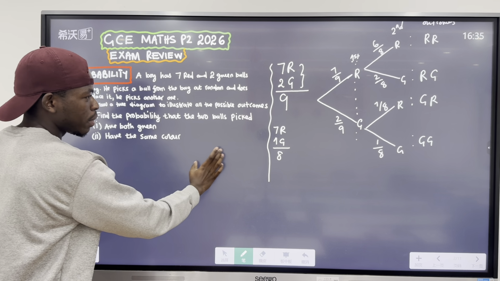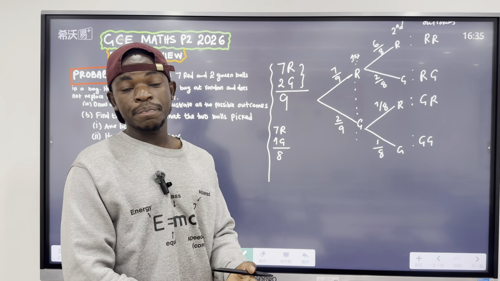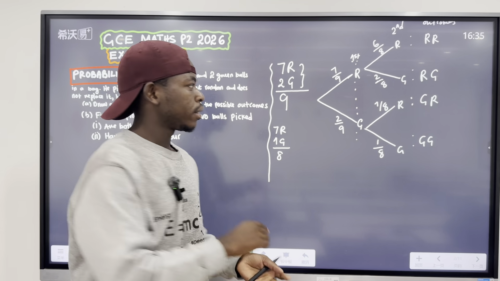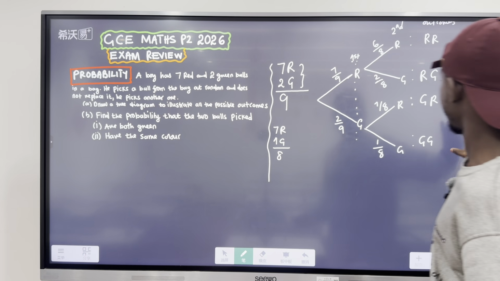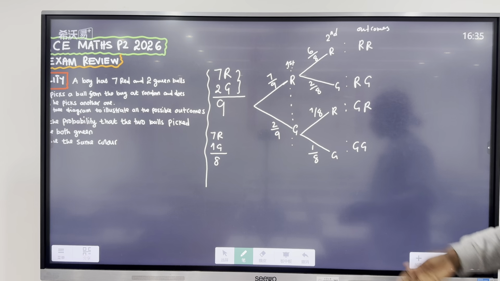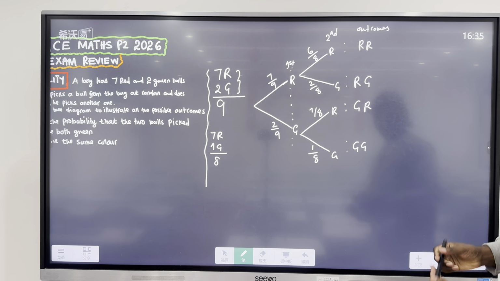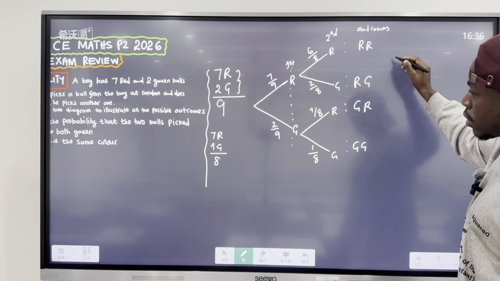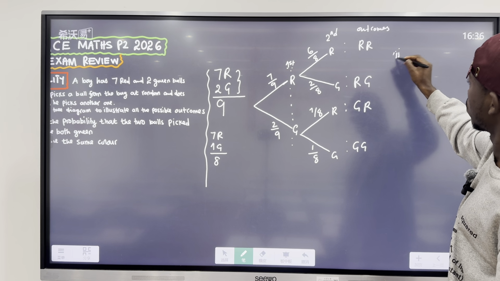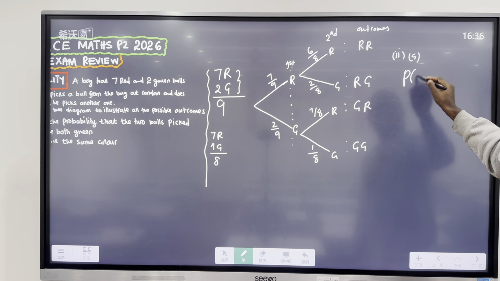So if both of them are green, what it means is that at first I picked green. Secondly, again, I picked what? Green. So I want to find the probability of green, green. So I just use my tree diagram here. I just want to look at my tree diagram. Where do I have green, green? So green, green is actually here. So we want these probabilities. So we shall say, this is part 2A. What is the probability? Probability of picking what? Green, green.